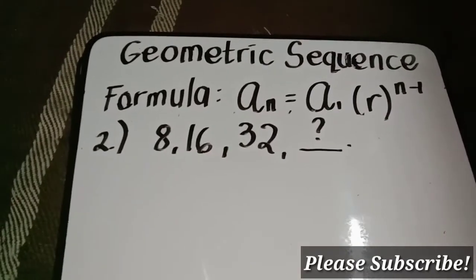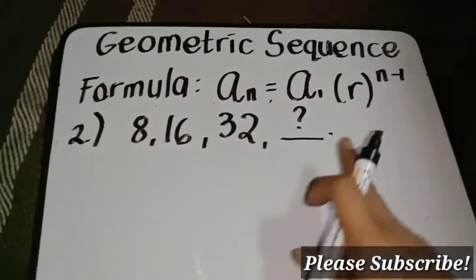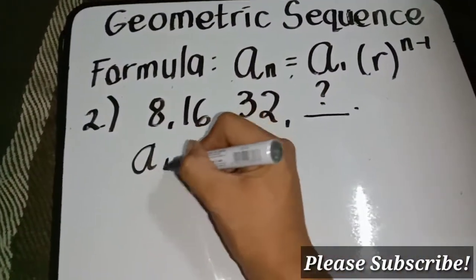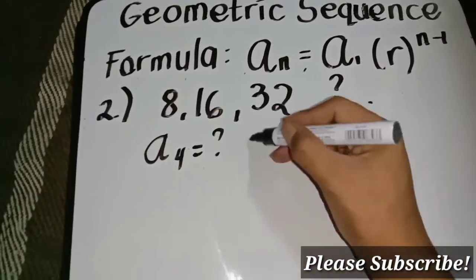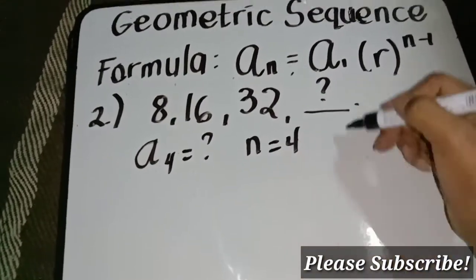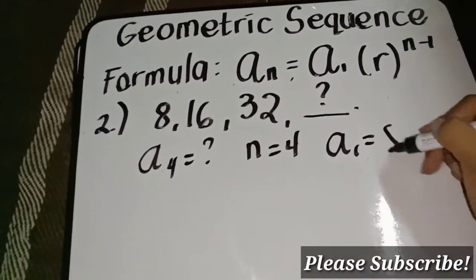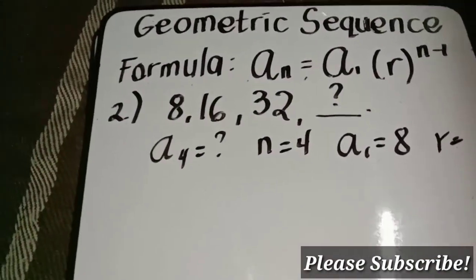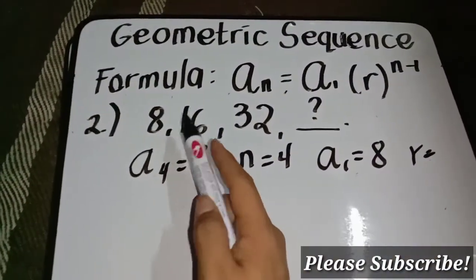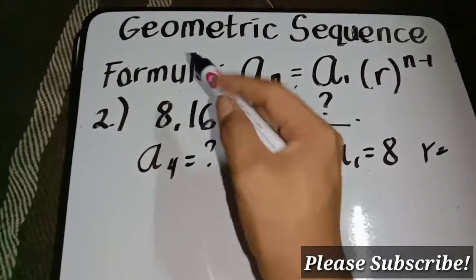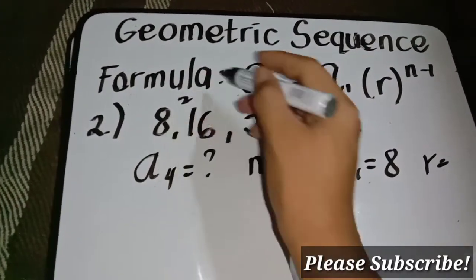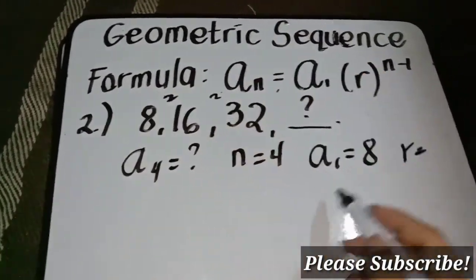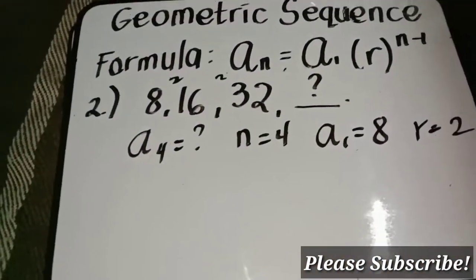Okay, so our next geometric sequence, 8, 16, 32, and then blank. So we're looking to find the value of the fourth term. So what is the value of the fourth term? So n din natin is equal to 4. So a sub 1 natin is 8, which is the first term. How about the common ratio? So divide lang natin. 16 divided by 8 is 2. 32 divided by 16 is 2. So ibig sabihin, ang common ratio natin is 2.